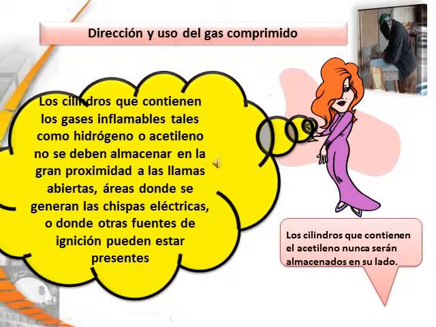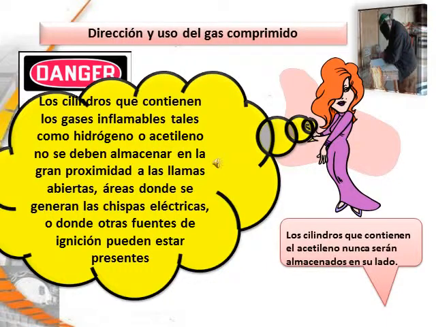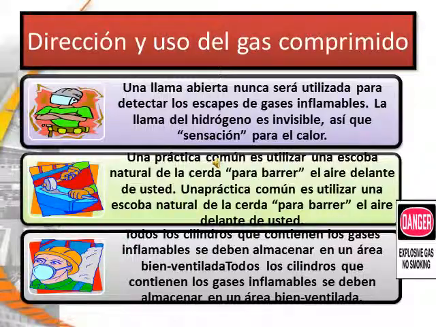Cylinders containing flammable gases such as hydrogen or acetylene must not be stored in close proximity to open flames, where electric sparks are generated, or where other sources of ignition may be present. An open flame should never be used to detect leaks of flammable gases. Hydrogen flame is invisible, so feel for the heat. One common practice is to use a natural bristle broom to sweep the air in front of you.